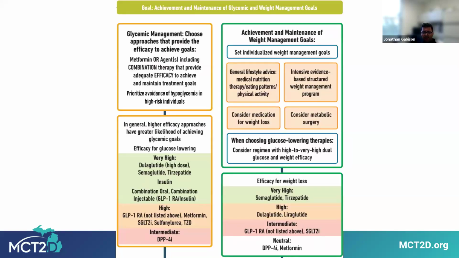This is taken from that right side of that algorithm. LK has a new diagnosis. She has no chronic kidney disease, no known cardiovascular disease. Our goal should be to focus on glycemic management and achievement and maintenance of weight management goals. Specifically, the algorithm highlights setting individualized weight management goals.